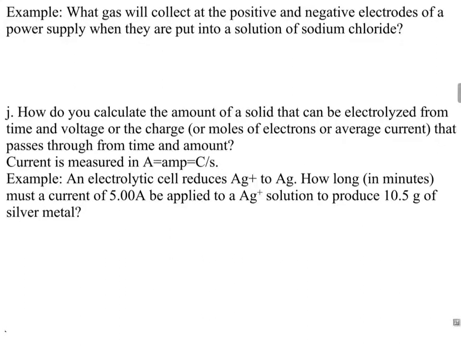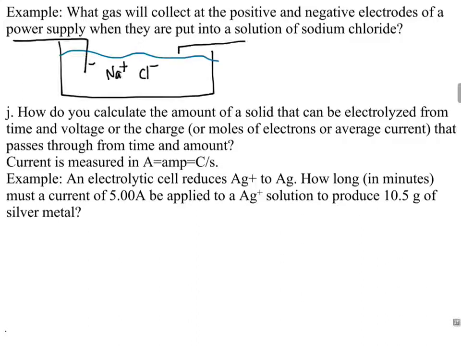What gas will collect at the positive and negative electrodes of a power supply in a solution of sodium chloride? The sodium is positive, so it's attracted to the negative electrode, and it'll get reduced by those electrons, turning into sodium metal. The chlorine is attracted to the positive electrode because it's negative. It'll lose those electrons and turn into chlorine with zero oxidation state, which is diatomic, so it's Cl2.